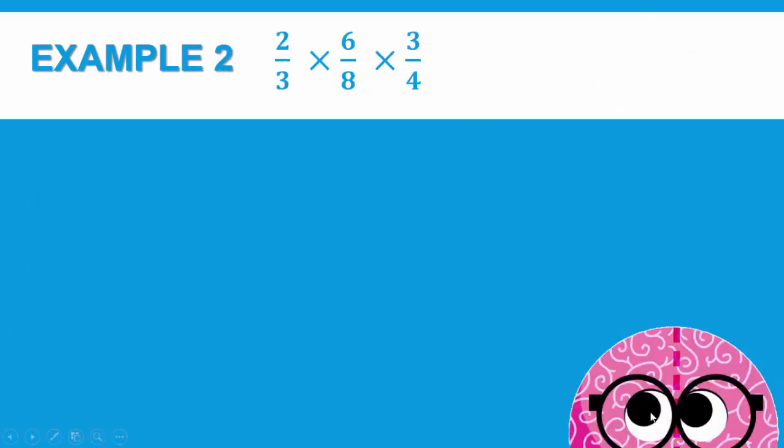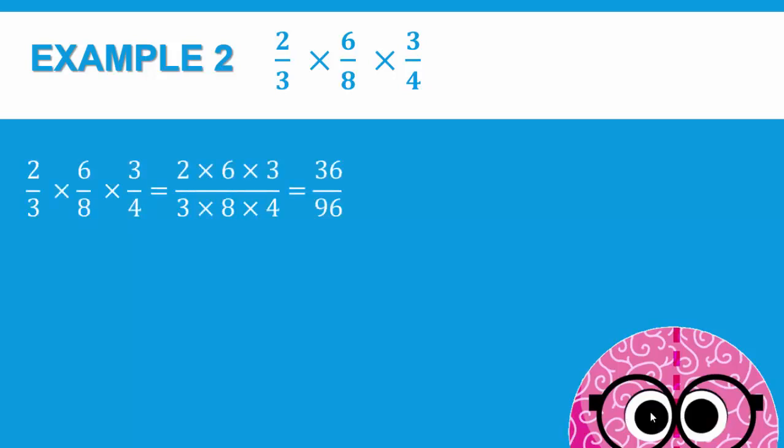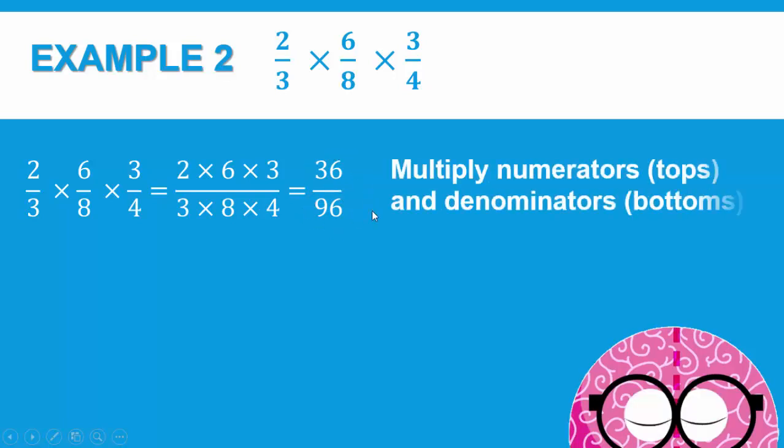In example number 2, we're asked to actually multiply 3 fractions, 2 over 3 times 6 over 8 times 3 over 4. And as before, whether we have 2, 3, or whatever number, we can just multiply all the factors of the numerator, 2 times 6 times 3, and here we get 36, and we can multiply the denominators, 3 times 8 times 4, and we get 96, and then from here we can simplify.